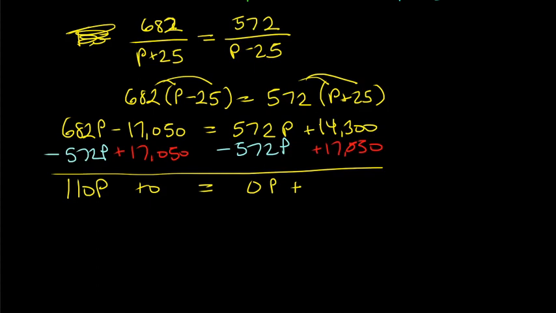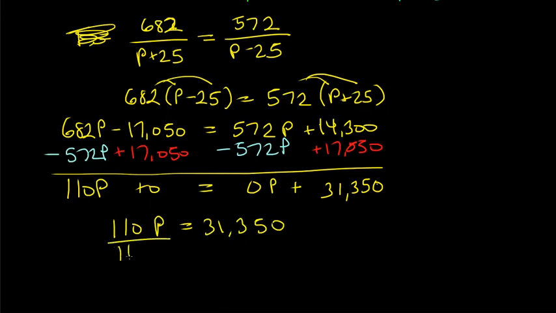14,000. I should be able to do this in my head, right? We are adding these, we're not subtracting them. So 31,350. So 110 times P is equal to 31,350. Now just divide by the 110. And I do need a calculator for that. Looks like 285.